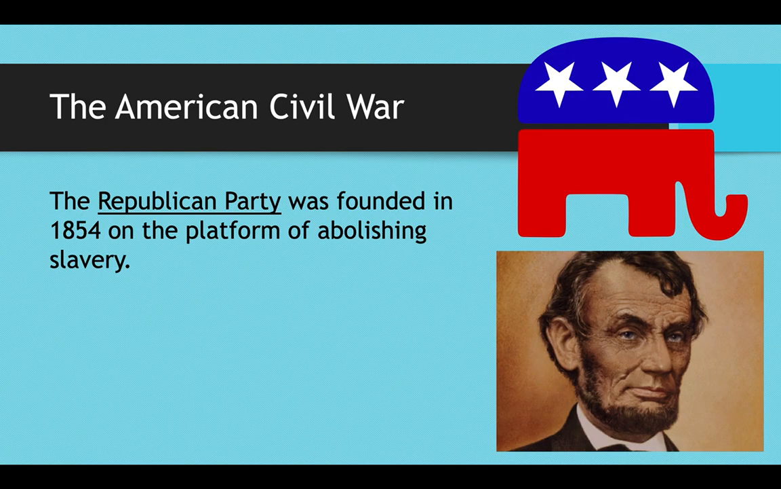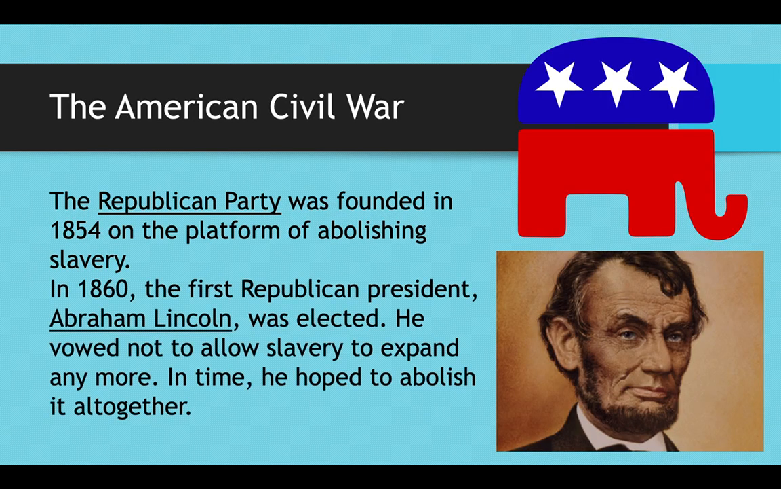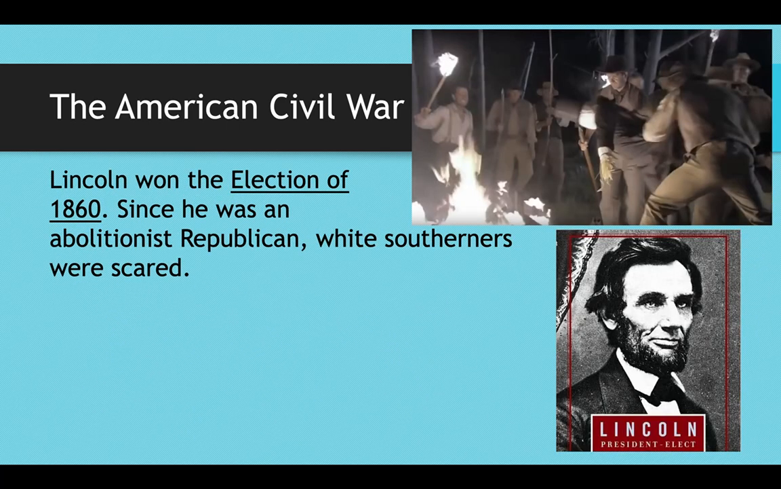This brings us to the establishment of the Republican Party. The Republican Party was founded in 1854 on the platform of abolishing slavery. Remember, the Democratic Party was founded in 1828 around the central figure of Andrew Jackson. And the Republican Party was founded in 1854, specifically on the platform of abolishing slavery. Now, in 1860, the first Republican president, Abraham Lincoln, was elected, and he vowed not to allow slavery to expand anymore. He was willing to let it exist where it is for now, but he vowed not to let it expand into the West. Now, in time, he hoped to abolish it altogether, but for the moment, he was being pretty moderate about it. Nonetheless, Southerners reacted violently to his election.